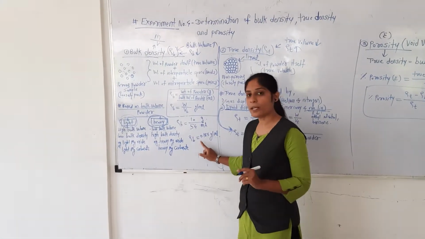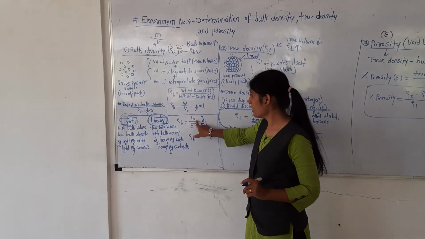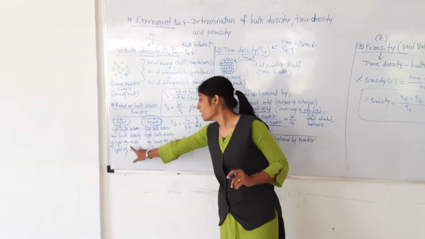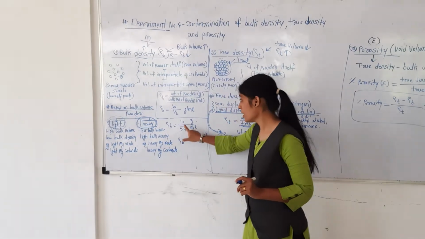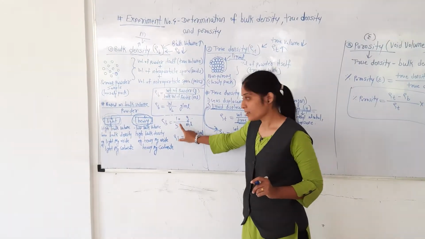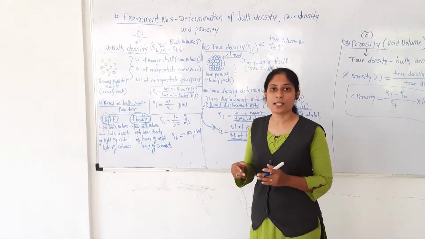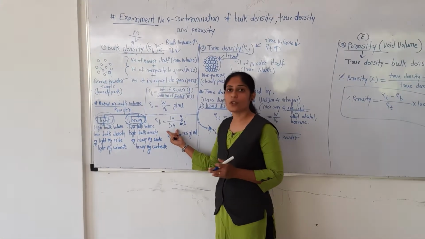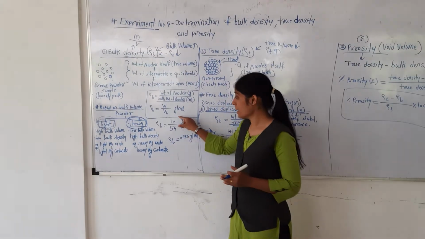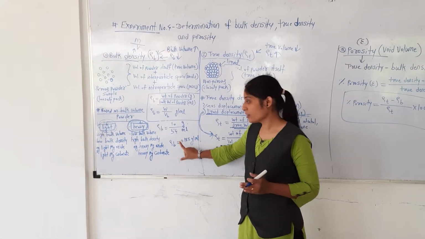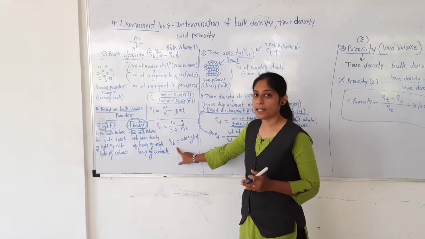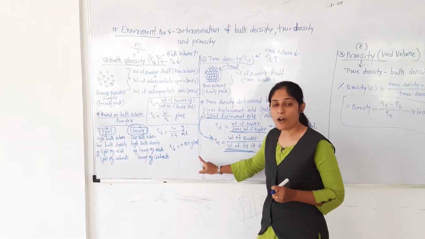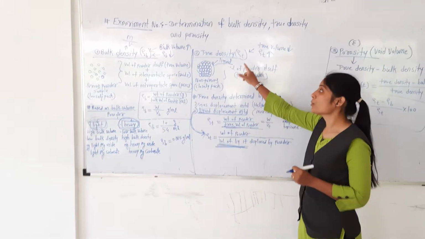How do we determine the bulk density? See here, we write down the weight of powder sample. We use 10 gram of light magnesium carbonate, so here we write down 10 gram. Then we tap this powder sample 100 times using the measuring cylinder, and the volume is 54 ml. When we divide 10 by 54, the answer is bulk density equals 0.185 gram per ml. After that we determine the true density.